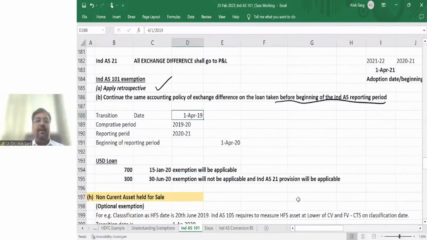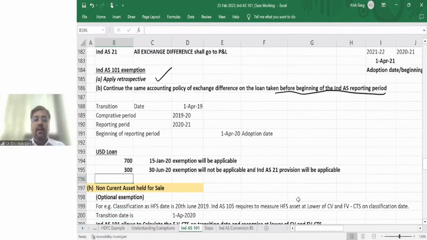Transition date is 1st April 19, comparative period is 19-20, reporting period is 20-21, and the beginning of the reporting period is 1st April 20, which is the adoption date, right? So the 700 US dollar loan has been taken before the adoption date. On this, the exemption will be applicable. But the $300 loan has been taken after the adoption date. So on this, the exemption will not be applicable, right? I hope it is clear now.